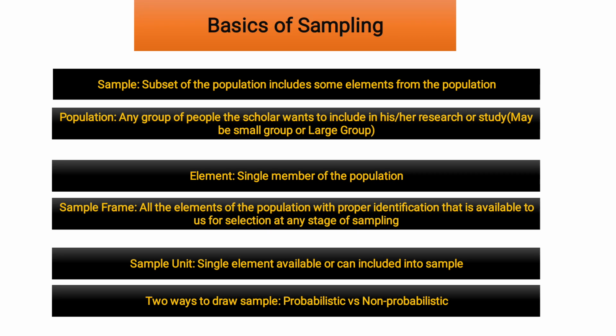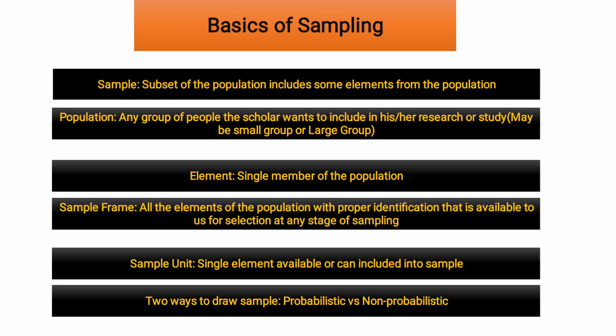The second one is non-probabilistic sampling, where there is no randomization followed by the researchers. Researchers choose the sample based on their convenience or judgment, so the bias is high. In a nutshell, probabilistic sampling can be used in quantitative research, and non-probabilistic sampling is basically used by qualitative researchers. If you are doing qualitative research, you can follow non-probabilistic sampling.